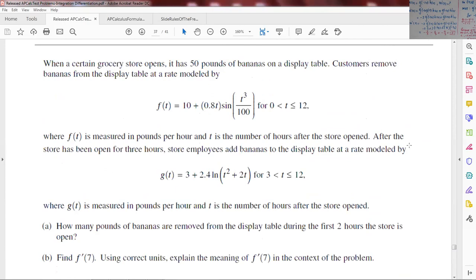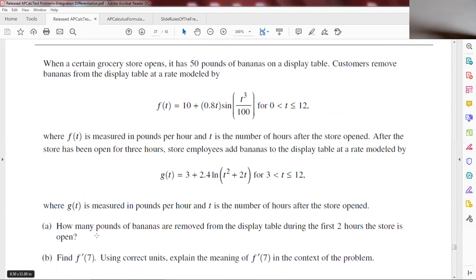Here is this new problem. Is a calculator allowed? It was released in 2017. Yeah. And let's see what we can do with this.